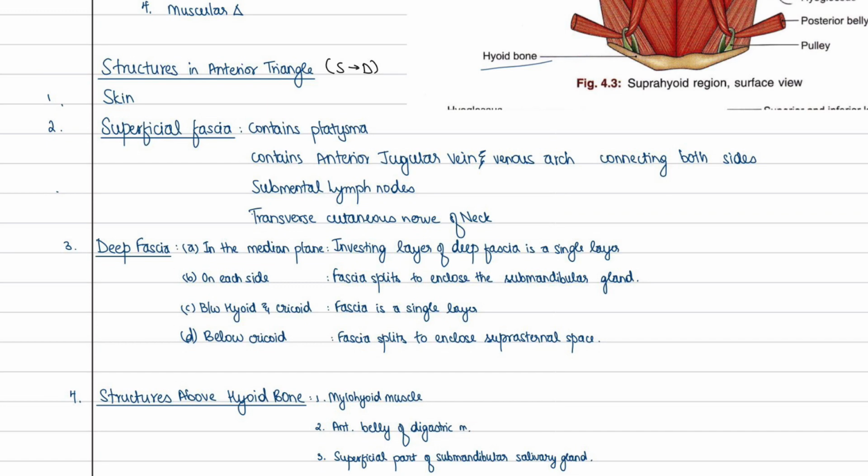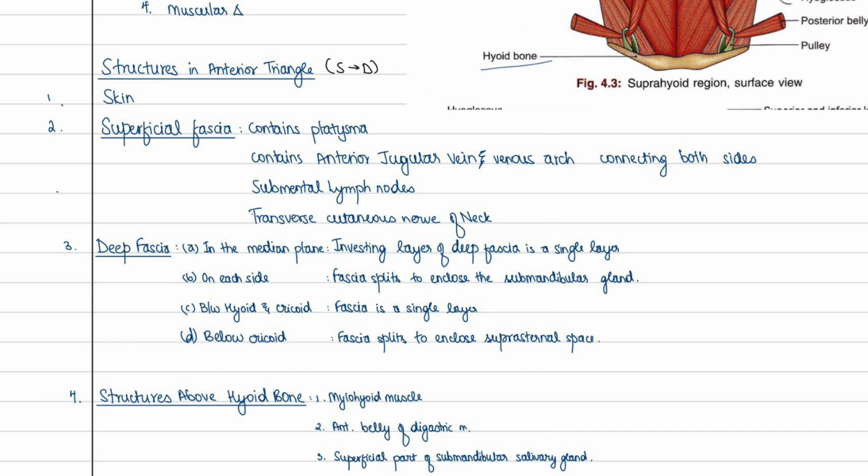The superficial fascia contains the platysma, the anterior jugular veins of both sides, and the venous arch connecting both the sides. It also contains the submental lymph nodes and transverse cutaneous nerve of neck. So this is easy to remember. You have vein, lymph node, and nerve.